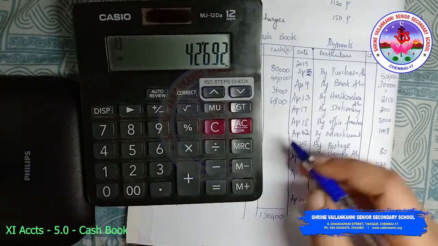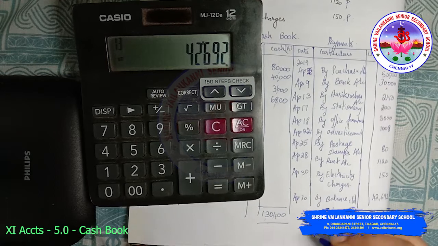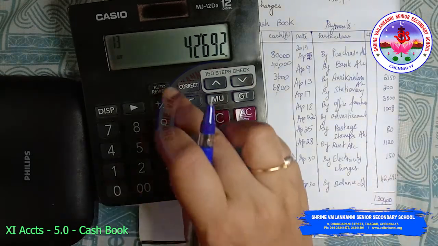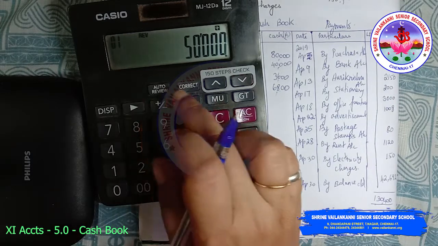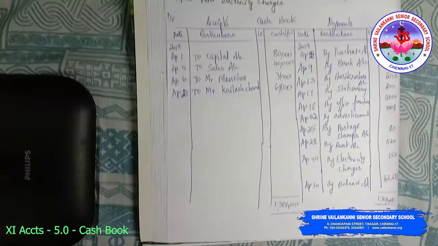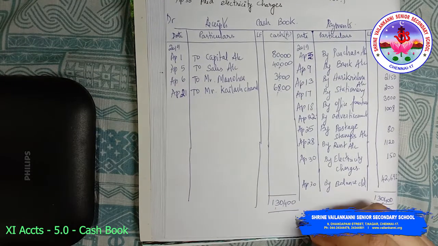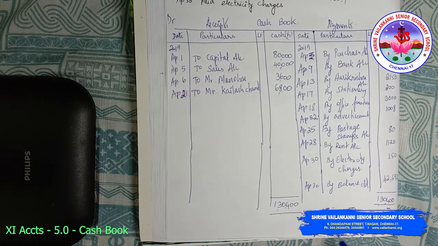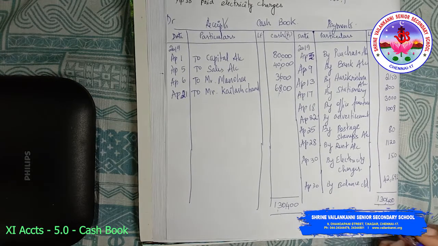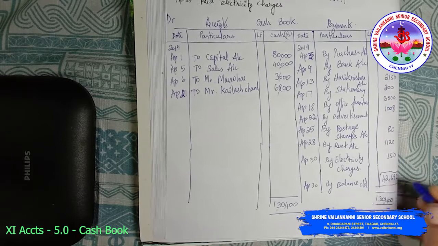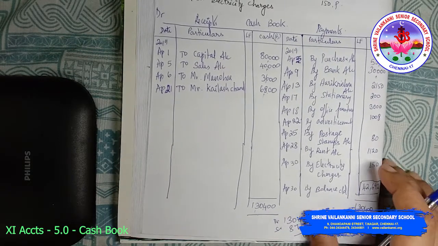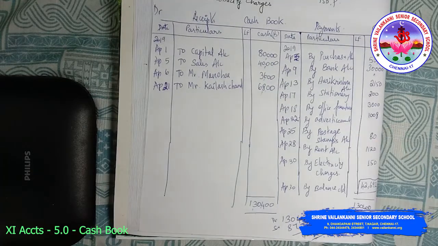So what is the total of the debit side? The debit side total is 1,30,400. This is the debit side total, this is the credit side total. So the excess debit balance of 42,692 will be the balancing figure here. So this is the balancing figure. I hope that this is clear. Okay, we'll look into the next problem.